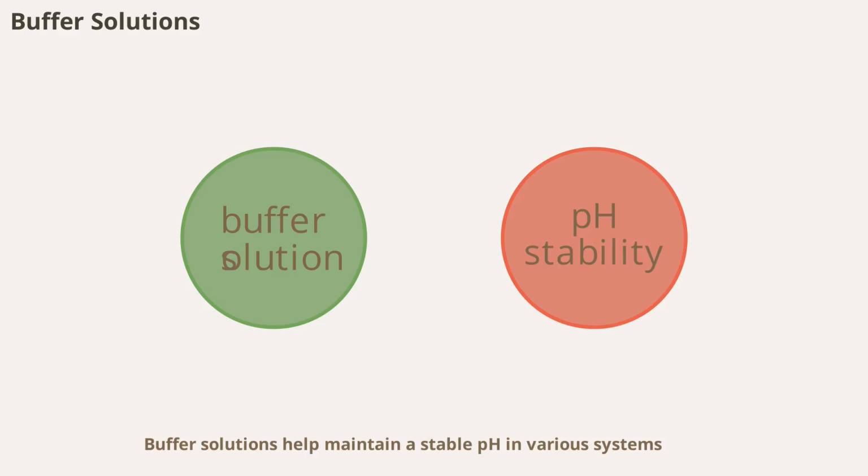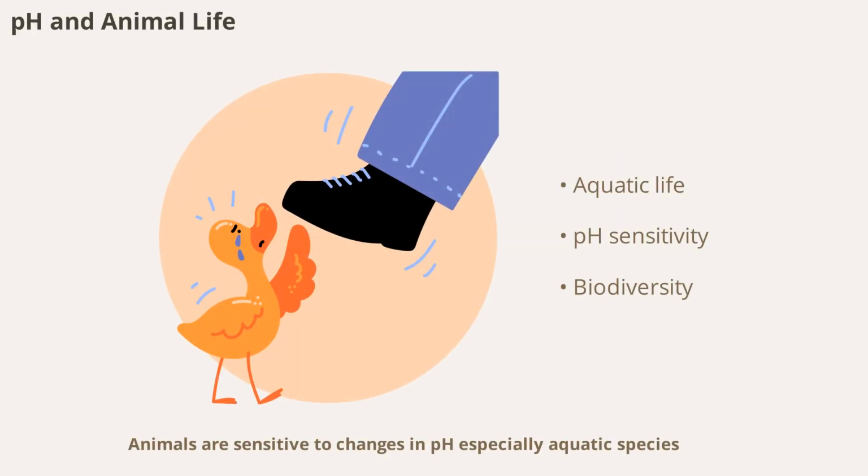Buffer solutions help maintain a stable pH in various systems, from our blood to industrial processes. They resist changes in pH when small amounts of acid or base are added, ensuring stability in chemical and biological reactions. Animals are sensitive to changes in pH, especially aquatic species.